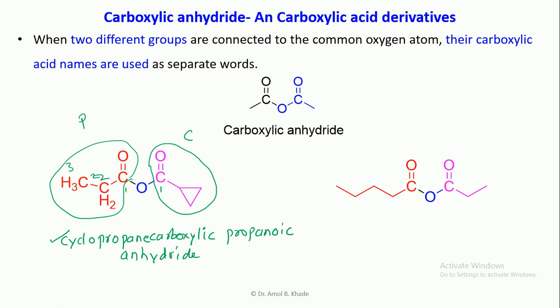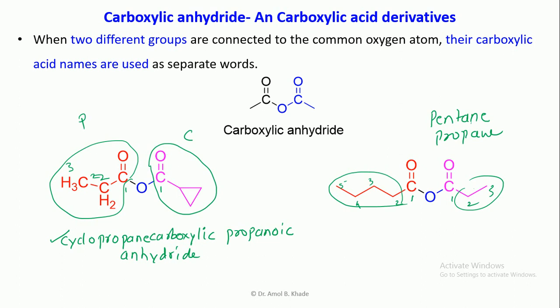Okay, so can you name this structure accordingly? Just try. So this will be 1, 2, 3, 4 and 5. So it is pentanoic. 1, 2 and 3, it is propanoic. So one is pentane and the other one is propane. So which one will you write first?